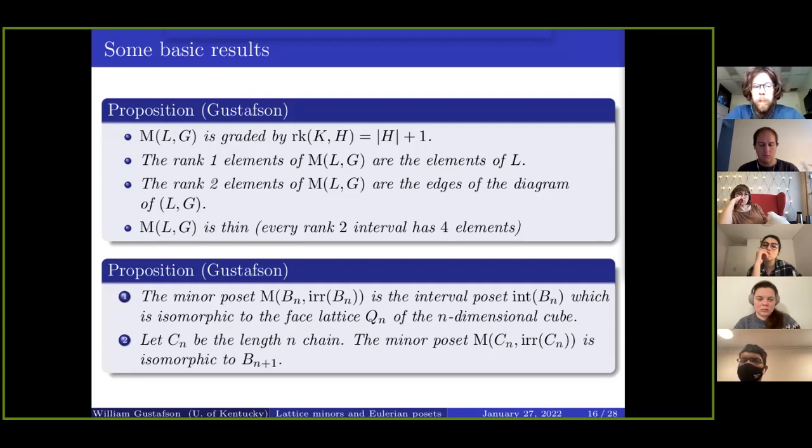They'll be useful later. There's 2 classes of lattices for which we can easily compute the minor poset, and they have a nice form. First being minimally generated Boolean algebras. It's not too hard to show that any minor of a Boolean algebra has to be an interval, that just kind of comes out because the joins in the Boolean algebra are free. And the minor poset here is isomorphic to the interval poset, and that's isomorphic to the face lattice of a cube of 1 more rank than the Boolean algebra.